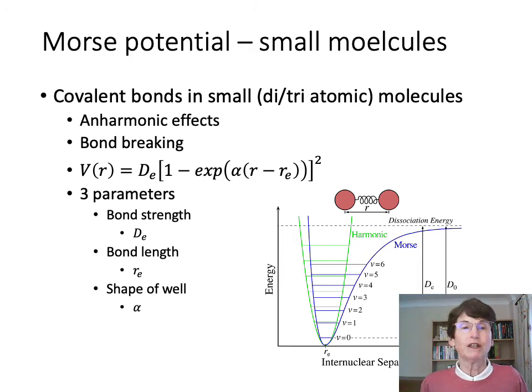The second two-body potential is the Morse potential, which is actually used for the covalent bonds in small molecules rather than in large molecules. It has three free parameters. The D subscript E term is the dissociation energy of the molecule, so it measures the energy required to separate the two atoms involved in the bond. The R subscript E is the equilibrium bond length, which shows you the minimum energy separation. And the alpha term gives you the shape of the well, which shows you how anharmonic it is. All of these parameters can be fit to vibrational properties of the molecule. Therefore, we can get very accurate Morse potentials for small molecules.